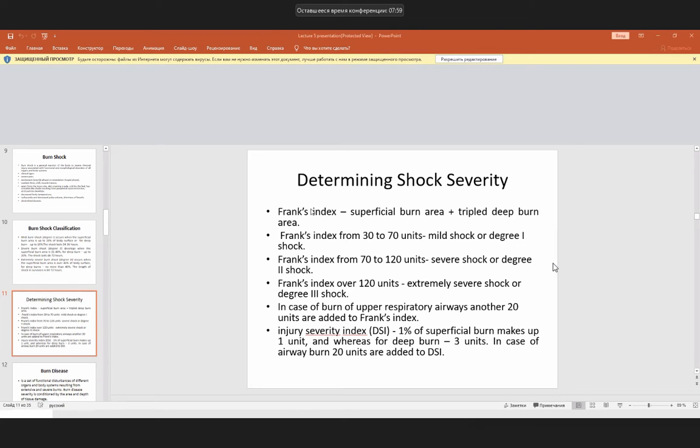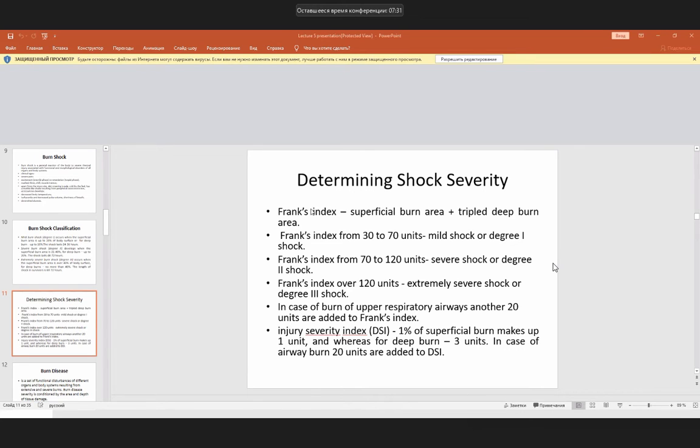Hemoconcentration arises, with hematocrit increased to 60 or 70%. Hemoglobin level is 200 g/liter. Plasma loss reaches 10 to 30%.